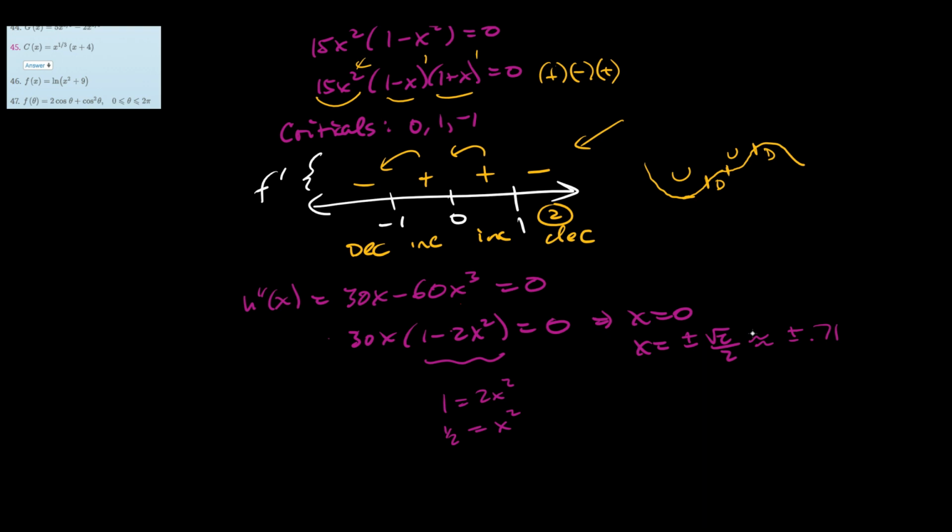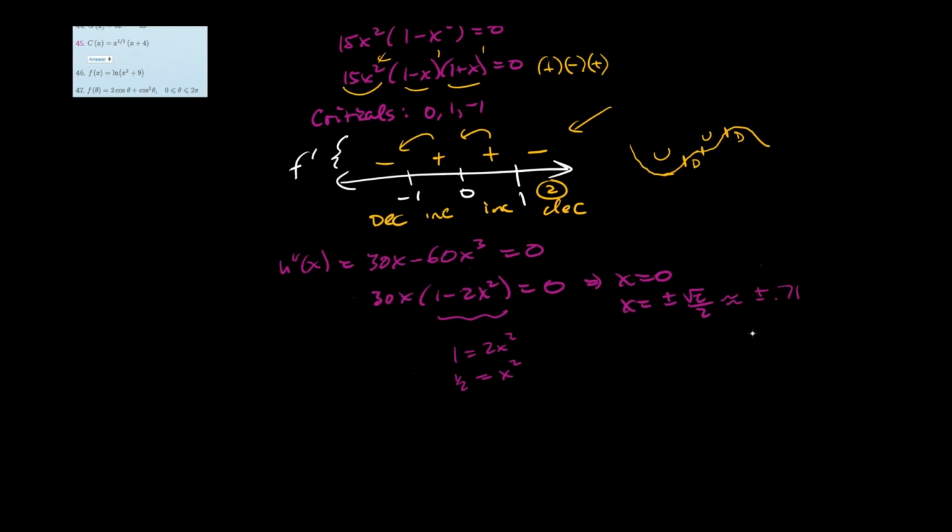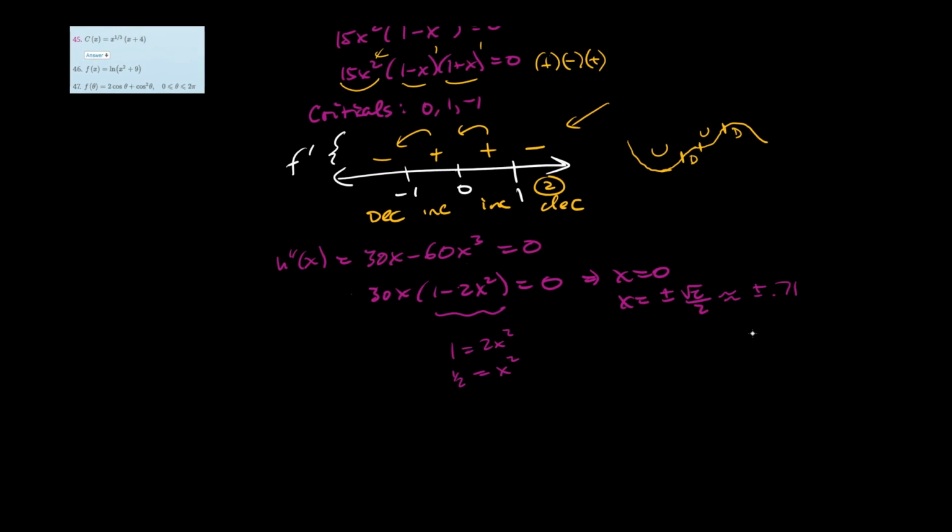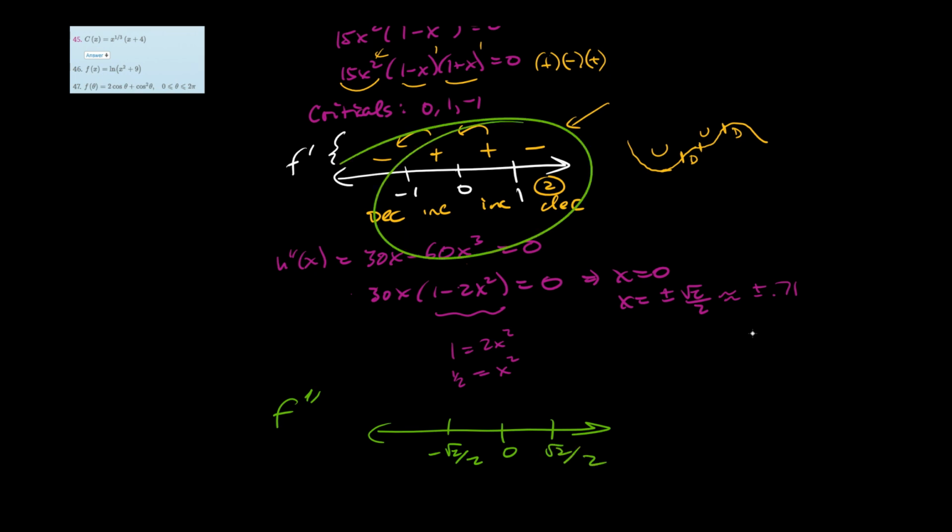Well, I'll tell you what, we probably should just double check that these are inflection points and determine what the intervals of concavity are. So what I'm going to do is make a sign chart for the second derivative. So we do that, and that's f double prime. And I've got negative root 2 over 2, and I've got 0, and I've got root 2 over 2. Now, if you notice, 0 was a critical number before. That doesn't mean that it's a max or min. It could be an inflection point.